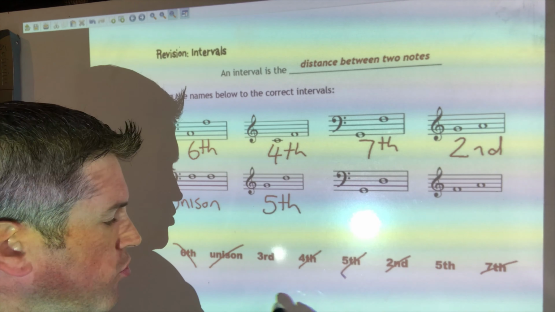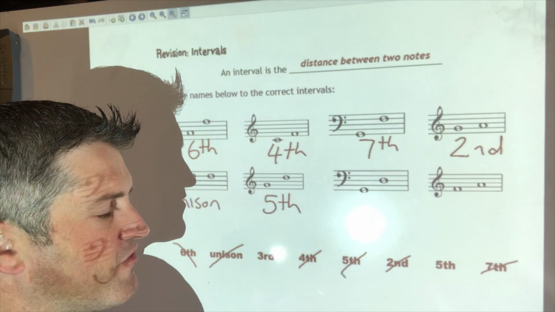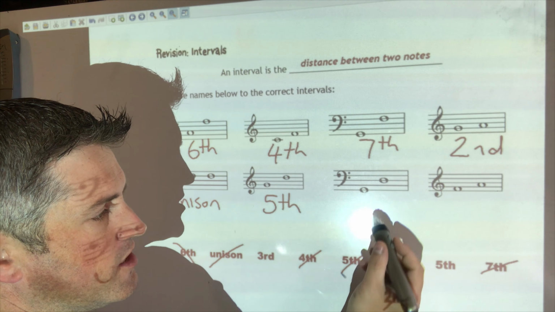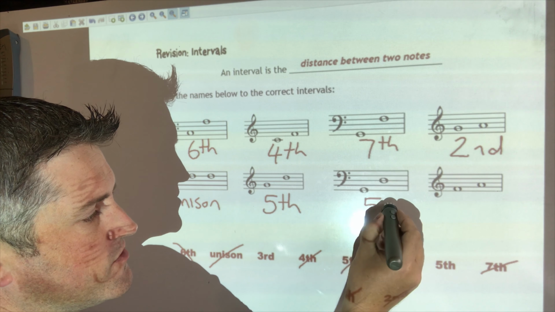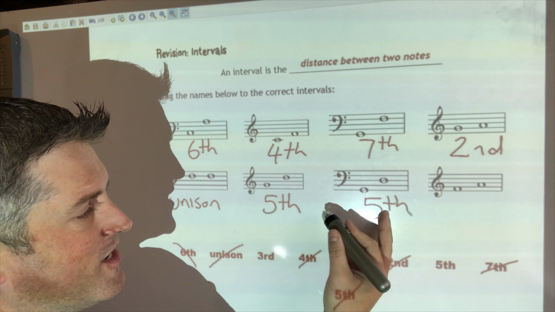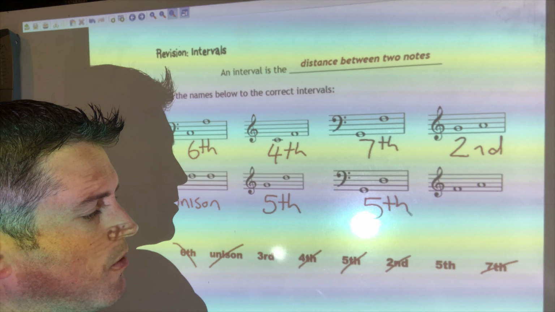We've got 2 to go. One's going to be a 3rd, one's going to be a 5th. So here's my low G going up to a D there. I've already known that because I just did it here. That's just an octave down below from that one.